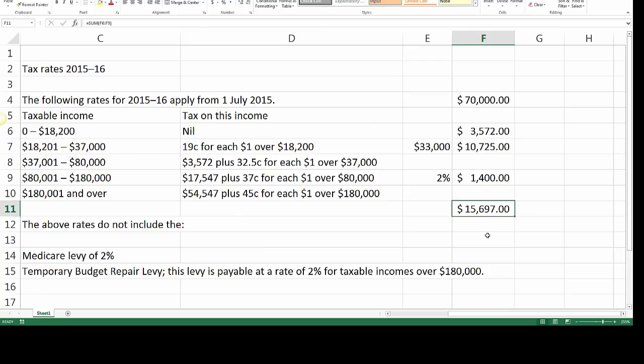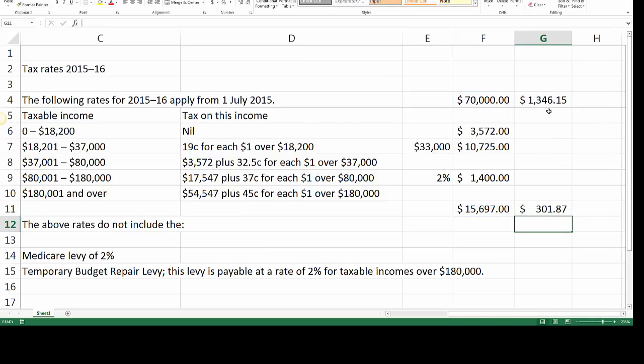Now we haven't taken into account things like family tax benefit, other rebates that they may be entitled to, tax deductions and so on. So this is just a guide. If we wanted to work that out weekly, and again, divide it by roughly 52, you would see there that they'd pay about $301 per week in PAYG withheld. This person, because they didn't earn over 180k, doesn't have to pay the budget repair levy.